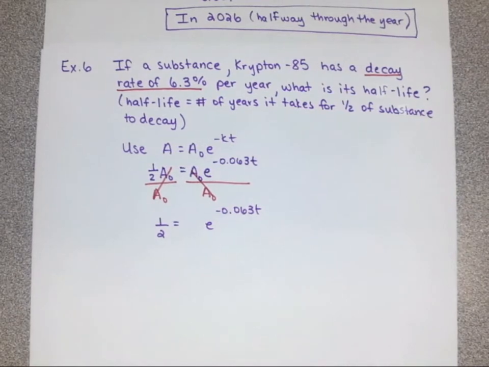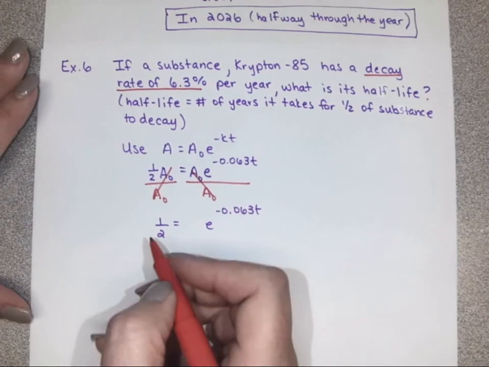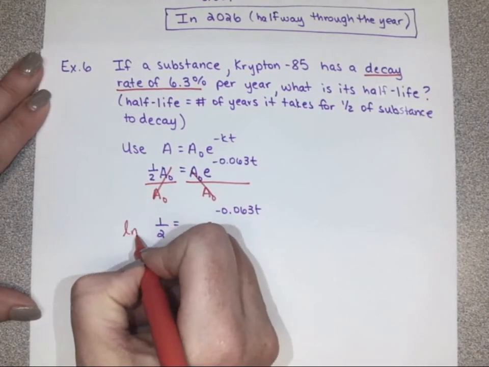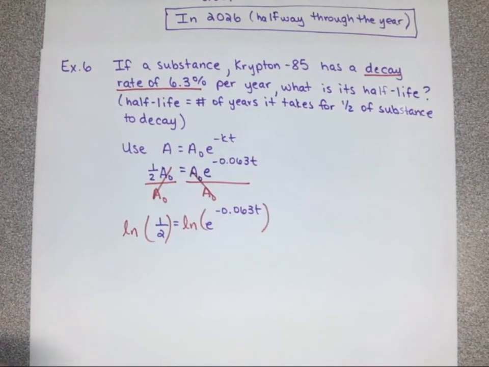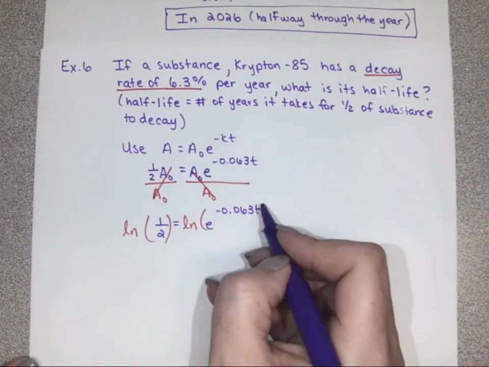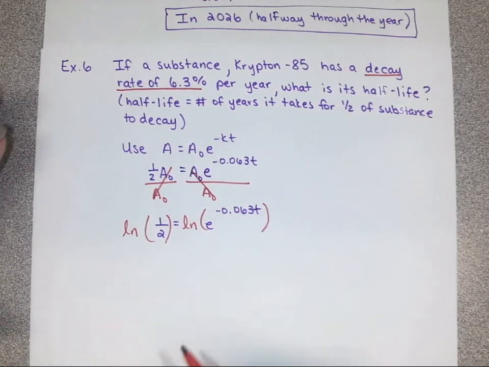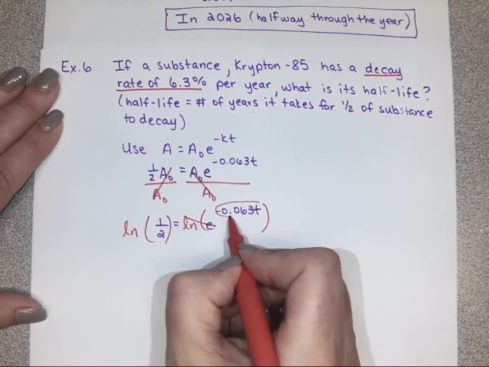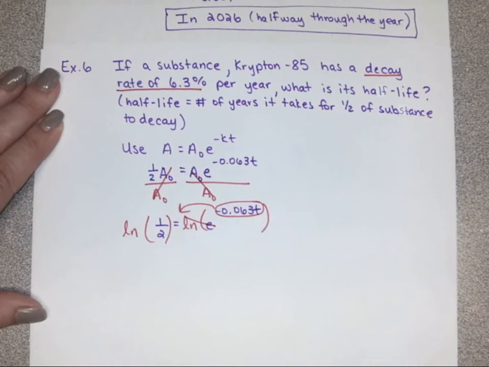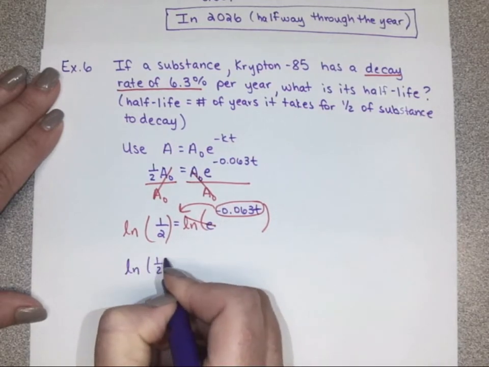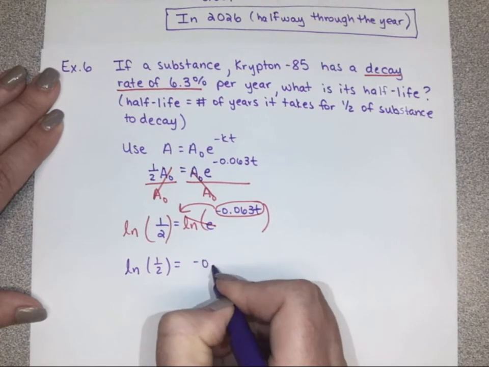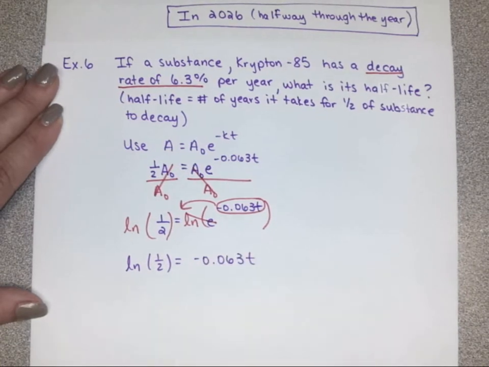So now what? If we want to know what t is, what do we do? Same as before. Take the natural log of both sides, right? Whatever you do to one side, we have to remember we have to do the same thing to the other. And the purpose in that, of course, is that this is gone, right? And this is going to move where again? To the front, right? So we get the natural log of 1/2 equals negative 0.063 t.